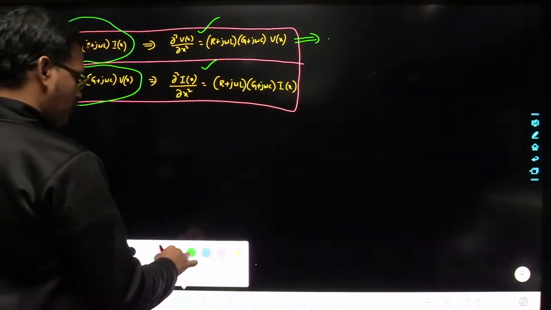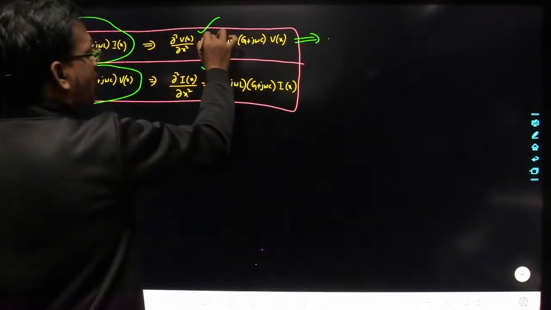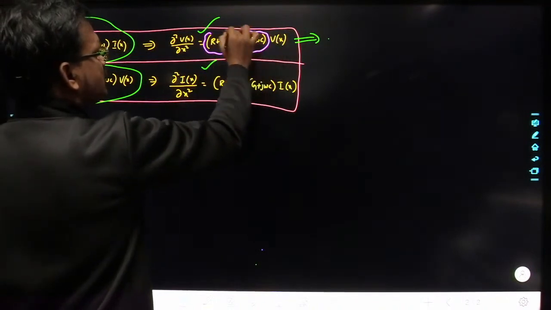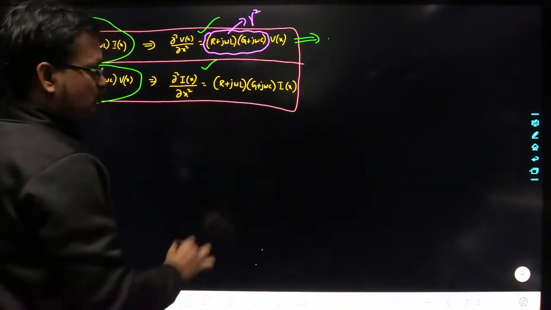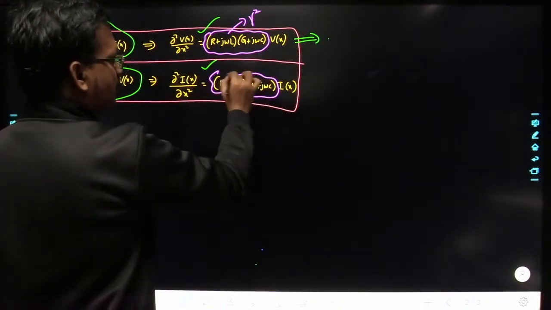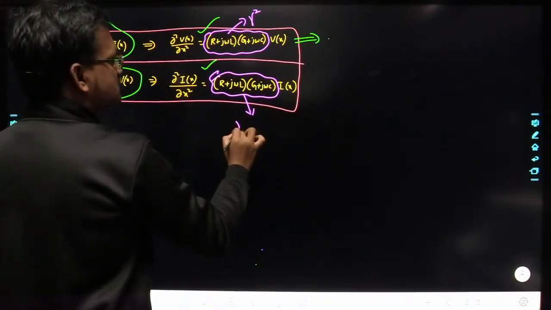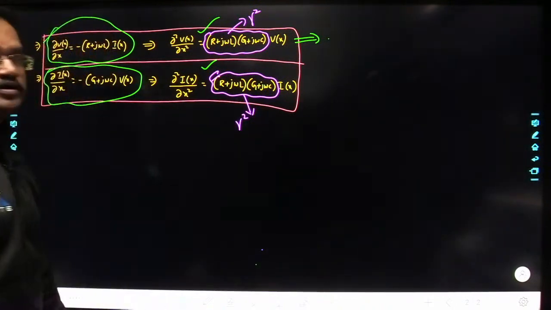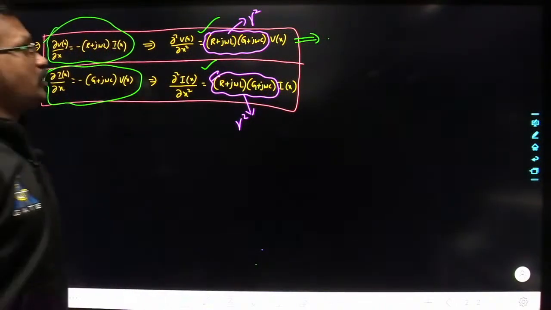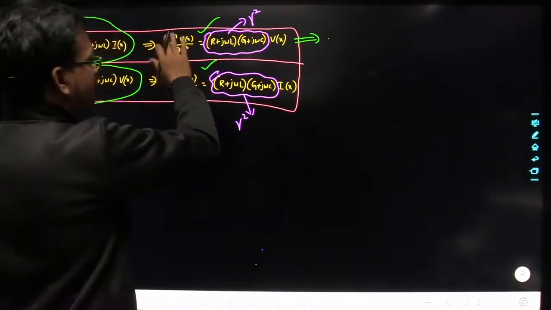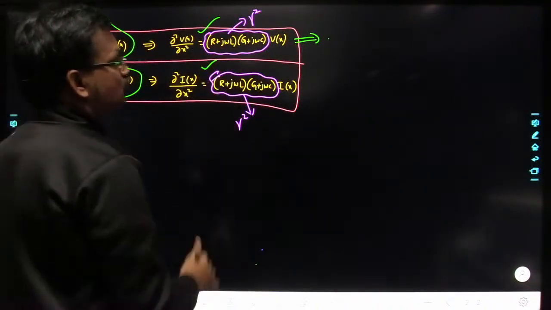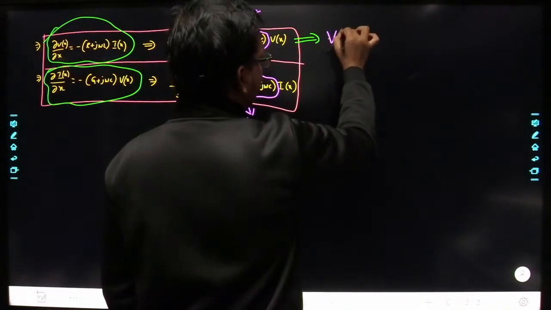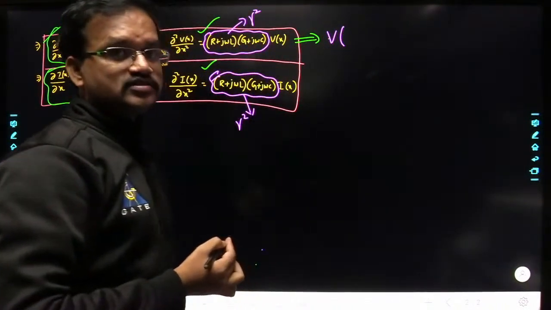So here we have represented R plus j omega L into G plus j omega C with gamma square. So R plus j omega L into G plus j omega C is nothing but gamma square. So for this, del square V by del x square equals gamma square into V. What is the solution we got? The solution is of exponential form.